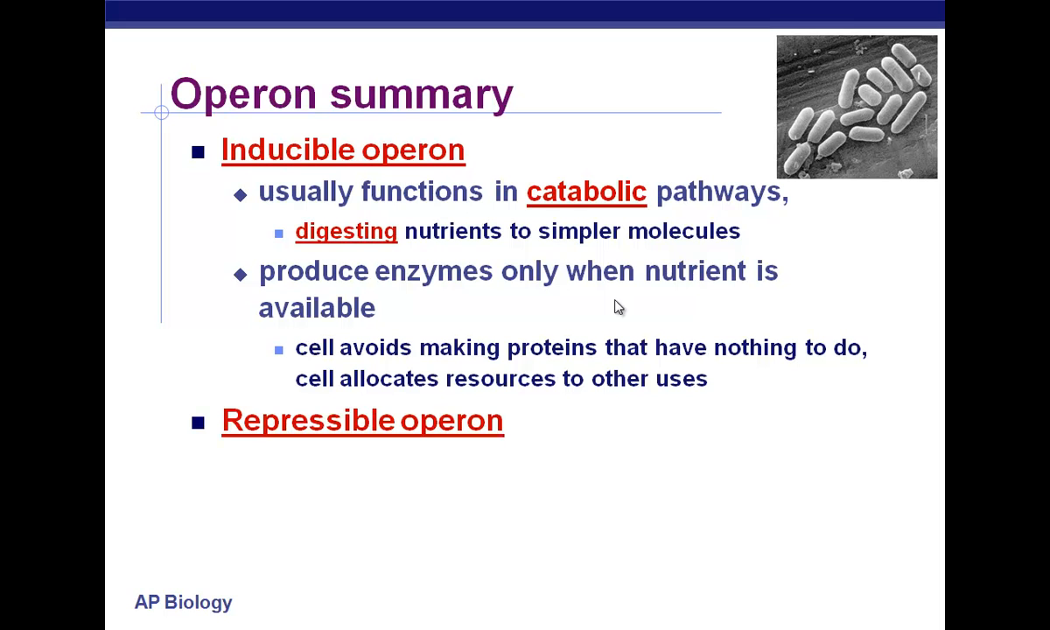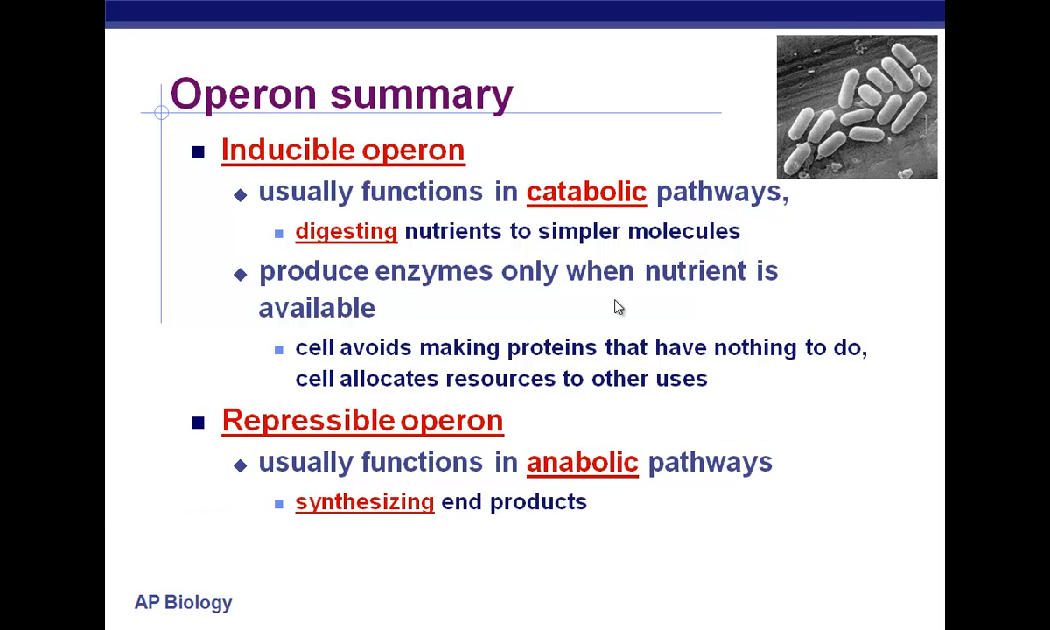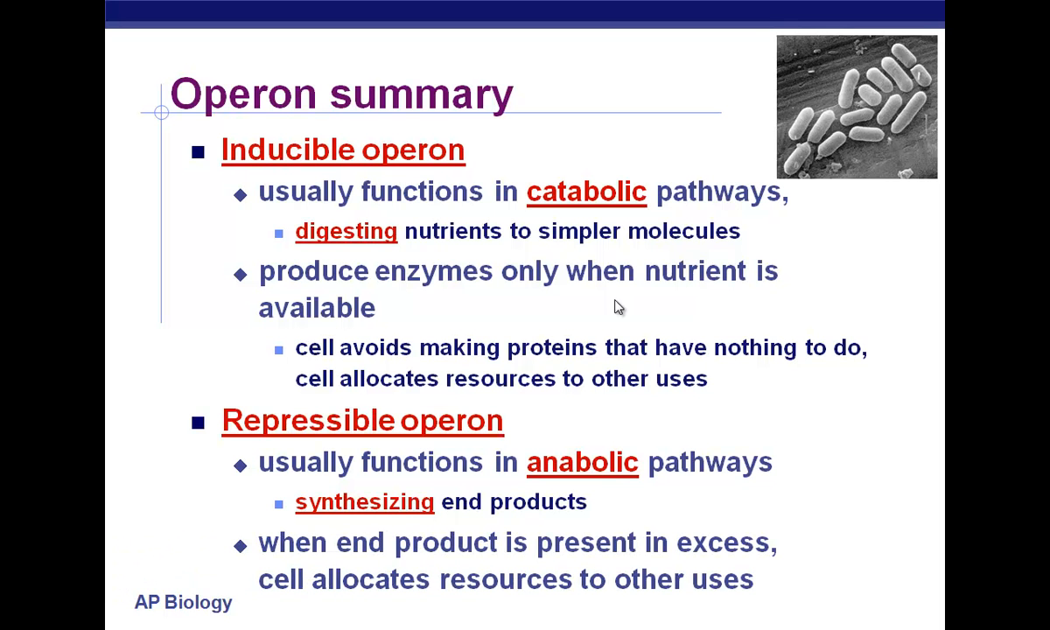The repressible operon is used usually in an anabolic pathway. You might remember your anabolic steroids from earlier in this year, building or synthesizing things, and so making an end product. And so this case gets regulated when that end product is in excess, and as a result, it shuts down the pathway so that those resources, nutrients, materials, and energy can be used for other, maybe more important, sources.